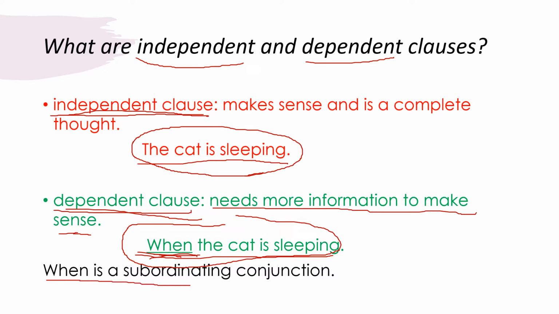When is a subordinating conjunction, so I call the word when a subordinating conjunction. Again, let us repeat. When we add a subordinating conjunction to an independent clause, it becomes dependent clause, like this sentence. When I said the cat is sleeping, it was independent, it was complete. But when I added when to it, when I said when the cat is sleeping, now it's not complete anymore. It is dependent clause.